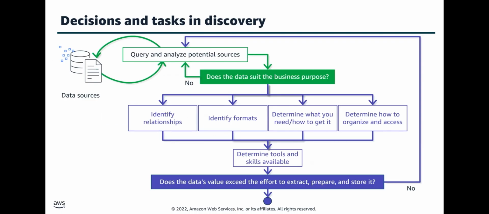If it does, then you want to dig deeper into the data to do the following. Identify what relationships exist within and between the raw data sources that you expect to use. Identify the data formats, for example, CSV, Parquet, Optimized Row Columnar, or ORC. Determine the range of data that you want from each source, for example, a time period or a range of attribute values. Determine how to get the desired range out of the source and into your pipeline.